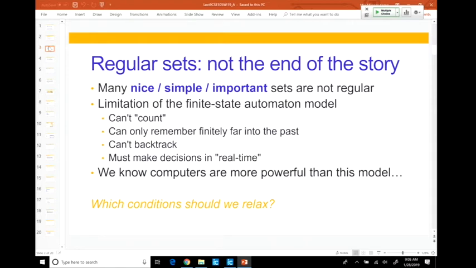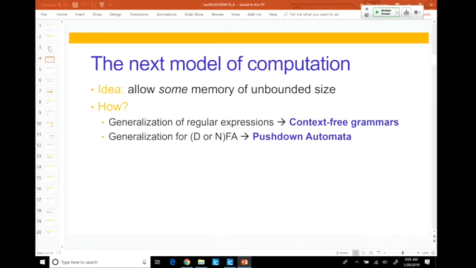So we know computers are more powerful than this model, and as we try to expand our formal theory to match reality or approximate reality, we need to relax some of the conditions that we see in automata. So the model that we're going to work with in Chapter 2 does that. And the idea here is that we allow some memory of unbounded size. Okay? In automata, DFA, NFA, our only memory was the state that we were in.